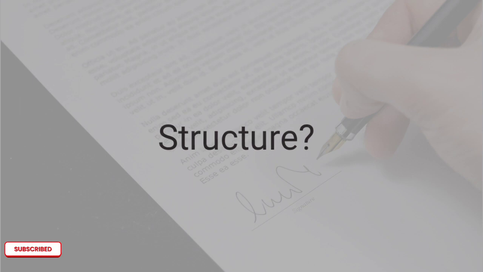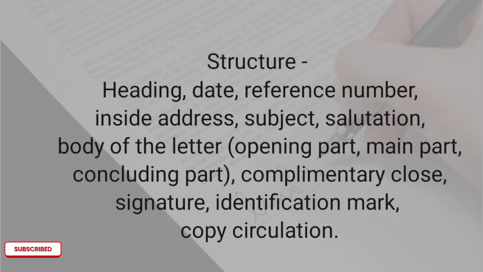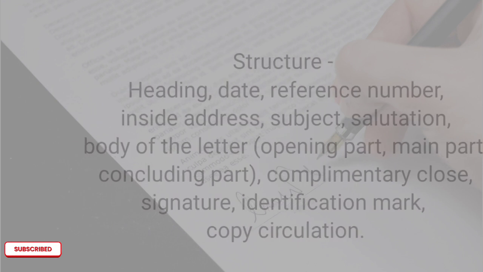So next most important thing for a letter is the structure of the letter. Here heading, date, inside address, salutation, body of the letter, complimentary clause and signature are the main important points of any letter. In addition to this, reference number, attention line, subject line, identification marks, enclosures are important. So now we are going to discuss these points in detail.